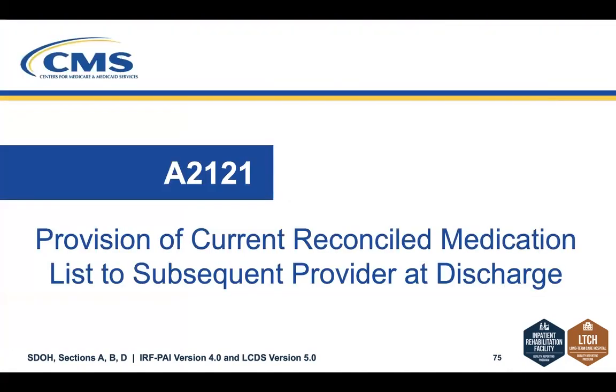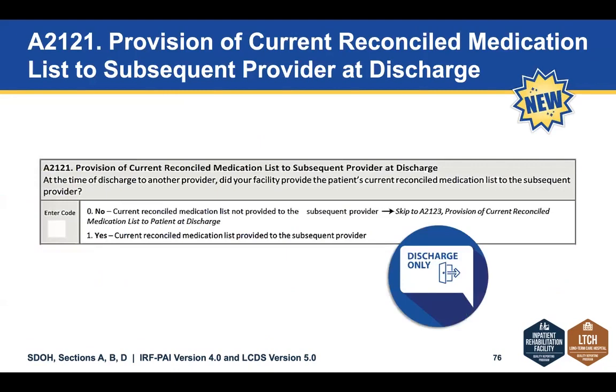So let's start with A2121, provision of current reconciled medication list to subsequent provider at discharge. Here's the snapshot of A2121 as it appears in the IRF-PAI on page 18 of the discharge section and in the LCDS on page 5 of both the planned and unplanned discharge assessments.